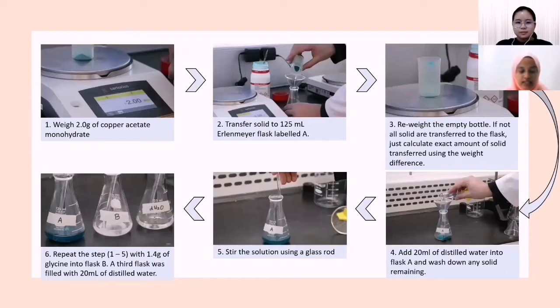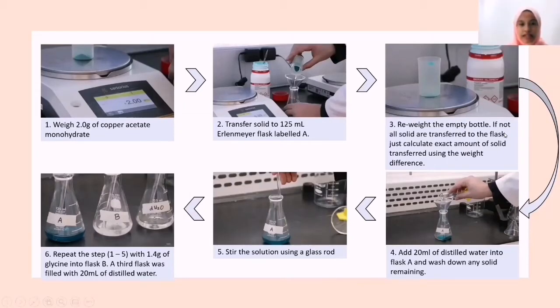This is the synthesis of copper(II) glycinate monohydrate. First, we weigh 2 grams of copper acetate monohydrate. Then we transfer the solid to a 125 ml Erlenmeyer flask, which we will label as A. Then we weigh the empty bottle. Don't worry if not all the solid is transferred into the flask. You can just calculate the exact amount of solid transferred by using the weight difference.